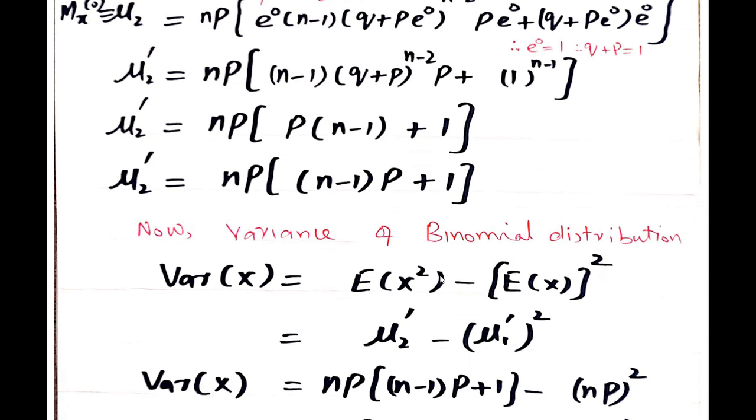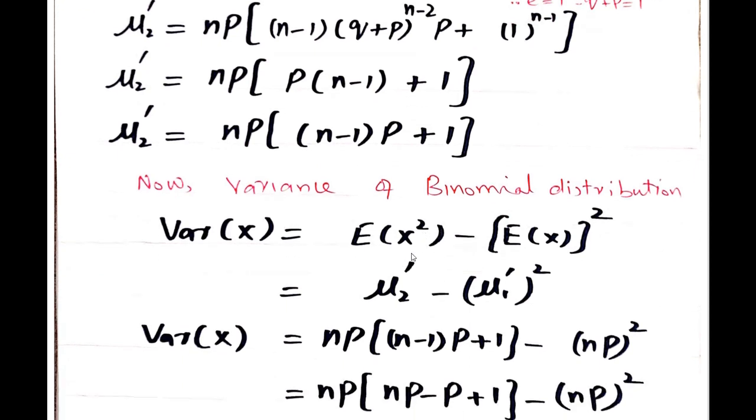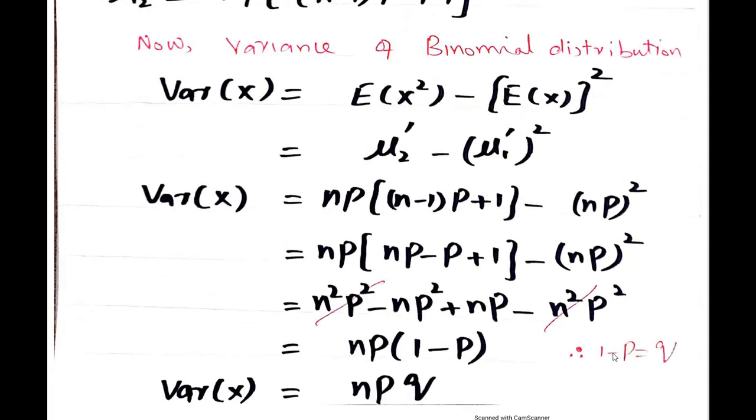Now we want to calculate the variance of the binomial distribution, which is equal to the expected value of x square minus the expected value of x whole square. Expected value of x square is equal to mu 2 prime, and expected value of x is equal to mu 1 prime. This is the first raw moment and this is the second raw moment whole square. So write the value of mu 2 prime: np into ((n minus 1)p plus 1) minus (np) whole square.